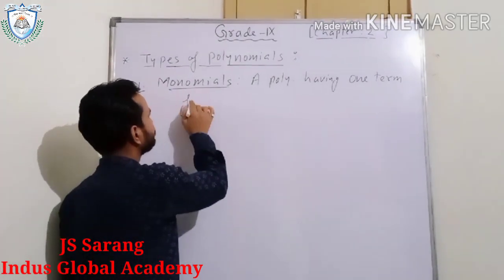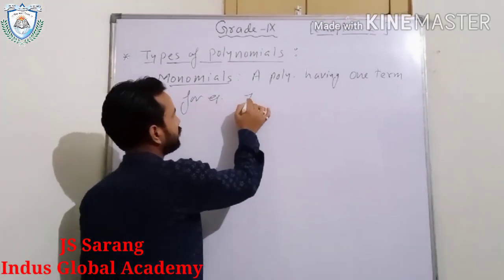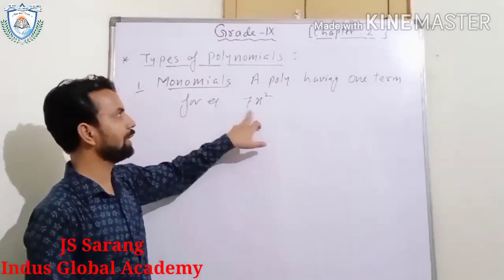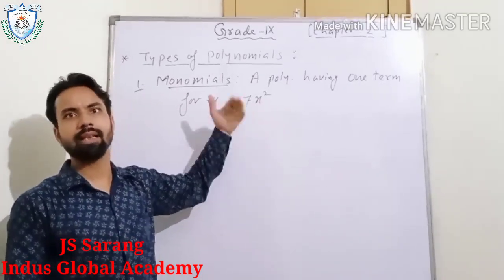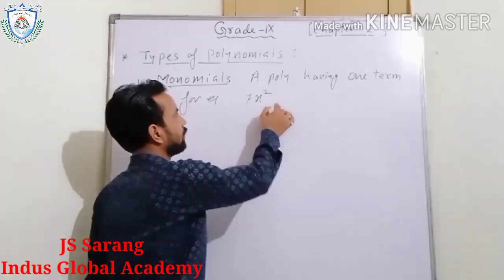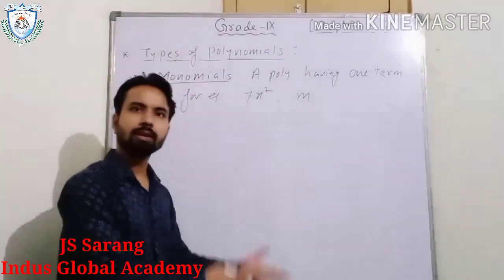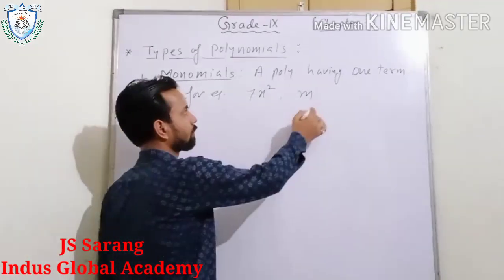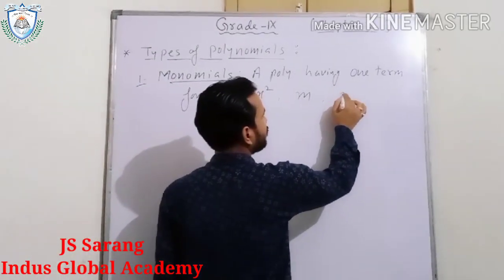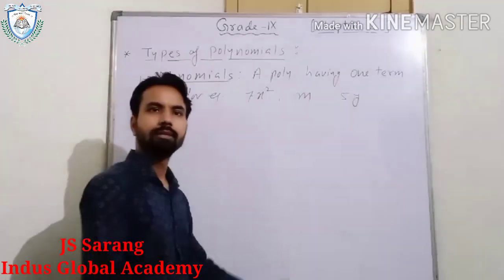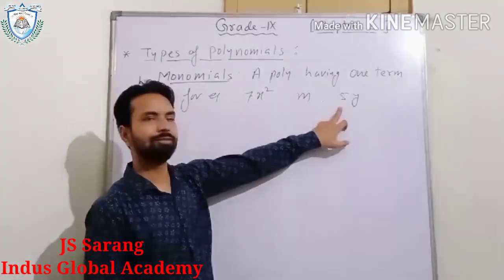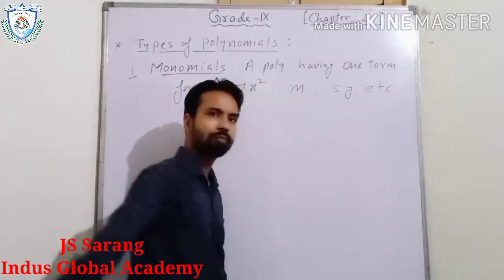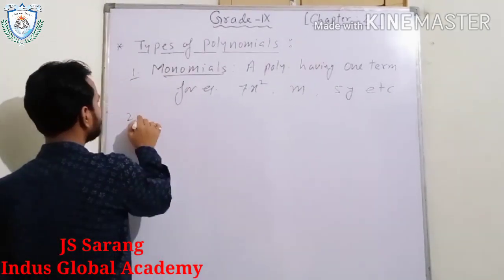For example, 7x square. There is no plus or minus sign. That means there is only one term, that is 7x square. So it is an example of monomial. M, this is also a monomial because only one term is present here. 5y, this is also monomial because only one term is present. So these are the examples of monomial. Clear?